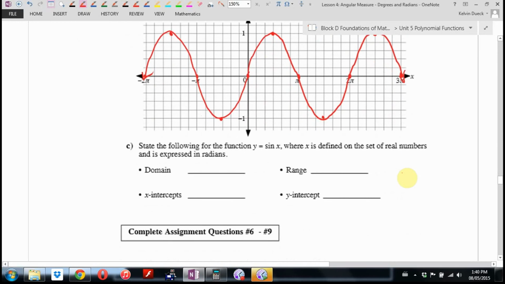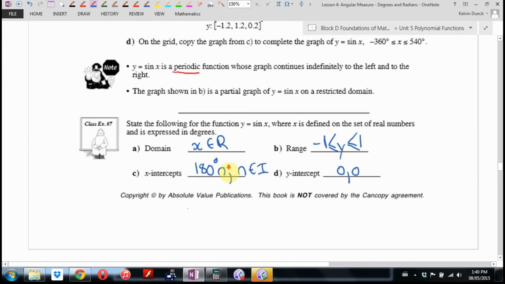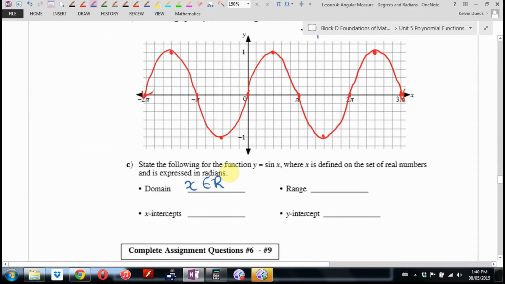Okay. It says, state the following for the function y equals sine x, expressed in radians. What's the domain? Well, I said forever. By the way, if I go back a page, that was the domain that we said for degrees as well. What's the range? How low does this graph go? Negative one. How high does this graph go? Touches? Okay, how do we write that?